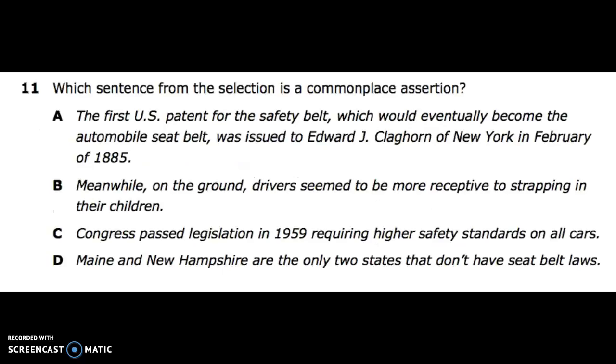Number 11. Which sentence from this selection is a commonplace assertion? A. The first U.S. patent for the safety belt, which would eventually become the automobile seatbelt, was issued to Edward J. Claghorn of New York in February of 1885. B. Meanwhile, on the ground, drivers seem to be more receptive to strapping in their children. C. Congress passed legislation in 1959 requiring higher safety standards on all cars. D. Maine and New Hampshire are the only two states that don't have seatbelt laws.